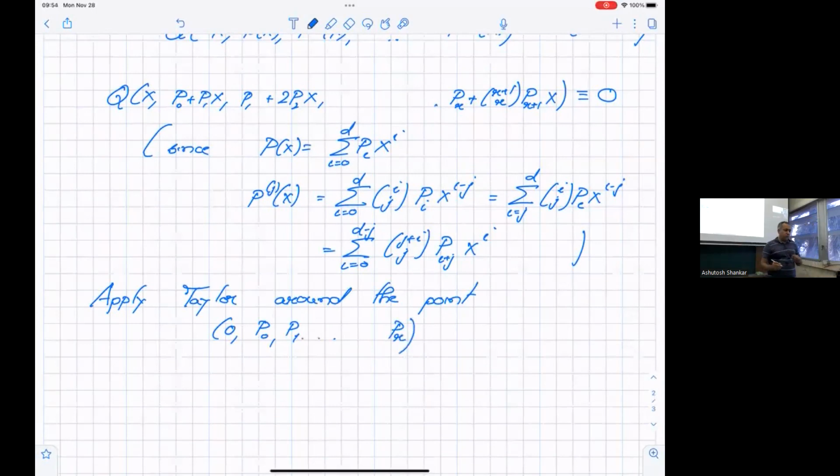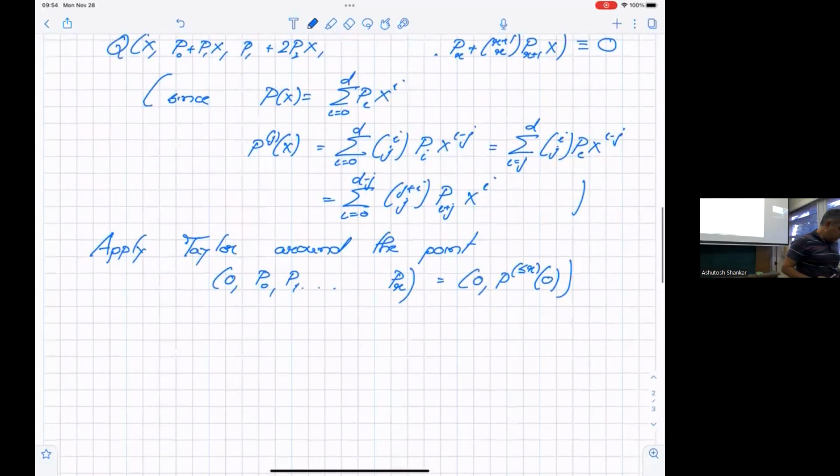And the thing to notice about this point is that it is exactly 0, p less than or equal to r, or at the point 0. It is exactly that point. When you apply Taylor, what do you get over there? So let's call this point, P is a bad choice, let's keep it as this.